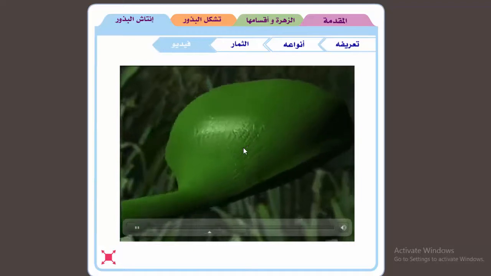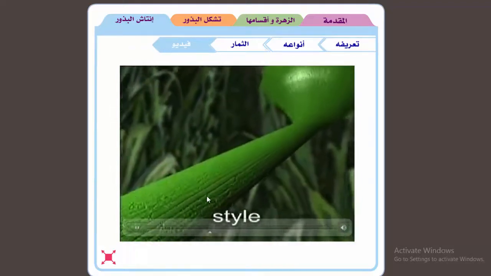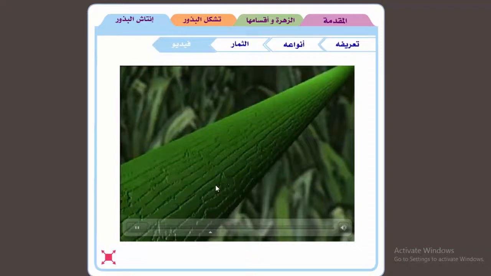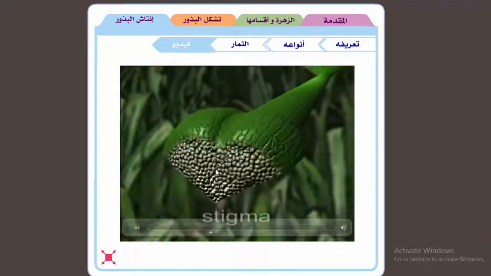A slender style extends from the ovary. And at the tip of the style, there is a stigma.